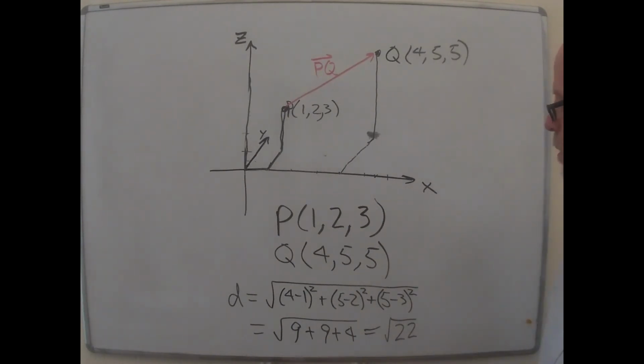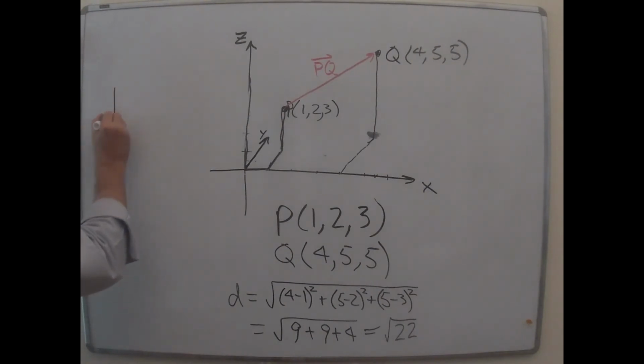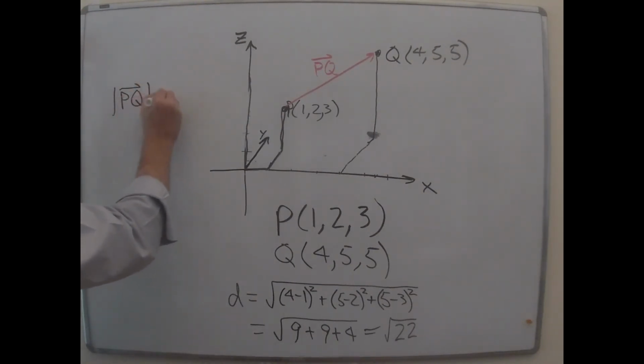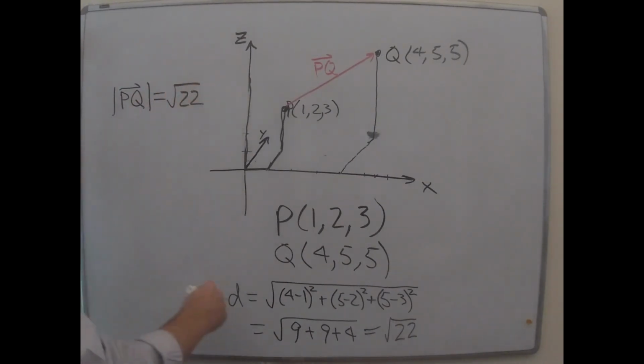So there's sort of 2 ways to proceed like we just did. If you know the points involved, you could say the magnitude of vector from P to Q is square root of 22. That's fine. The distance between the points is the same thing as the vector's magnitude.